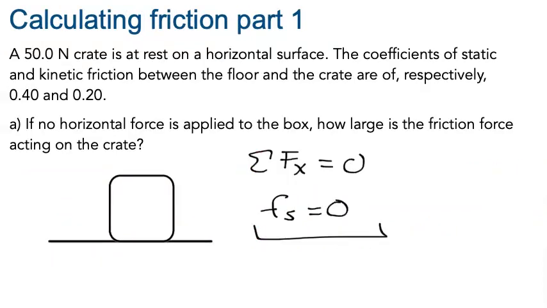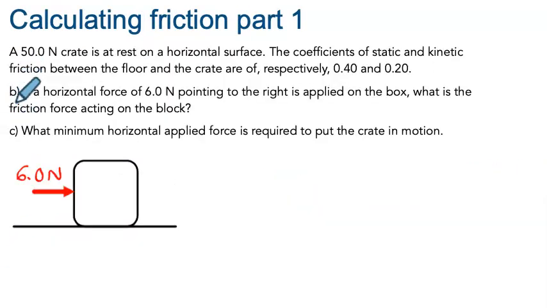Now let's look at parts B and C, which we'll actually do at the same time. In part B, if a horizontal force of 6 Newton pointing to the right is applied on the box, what is the friction force acting on the block? In order to figure this out, we also need to know whether the block will be moving or not. C is asking what minimum horizontal applied force is required to put the crate in motion. So let's start by looking at these two together.